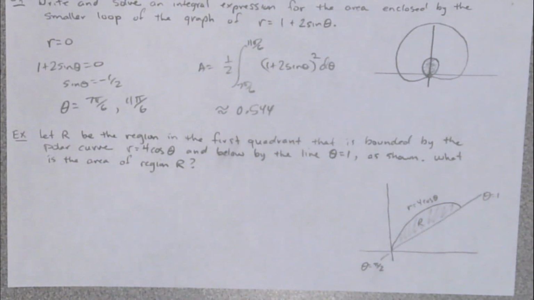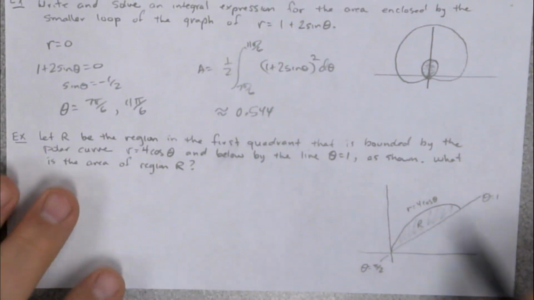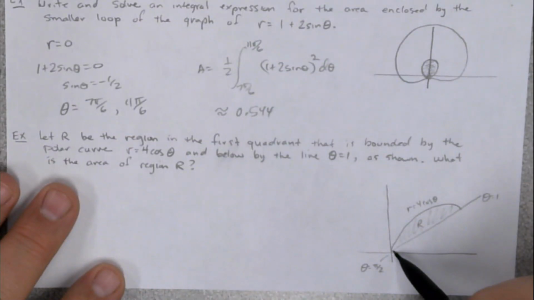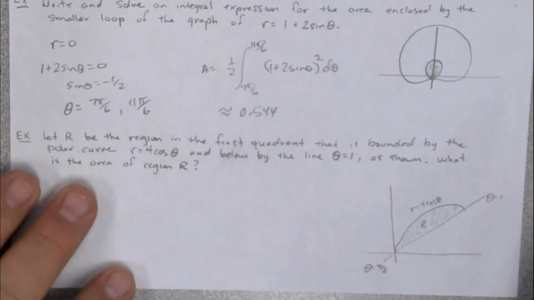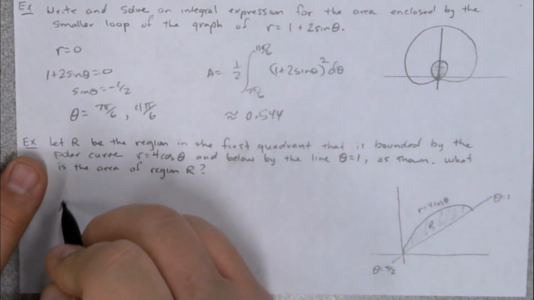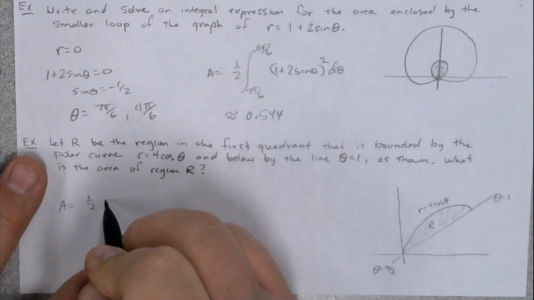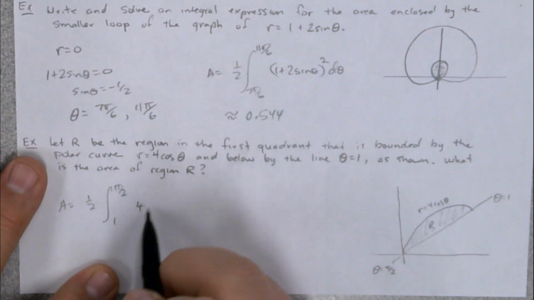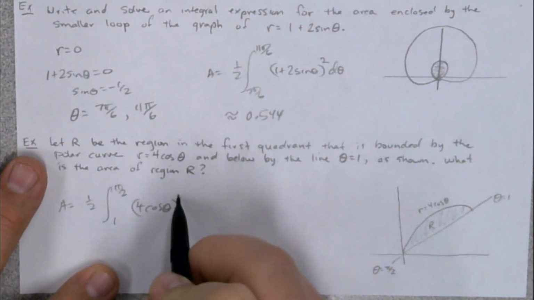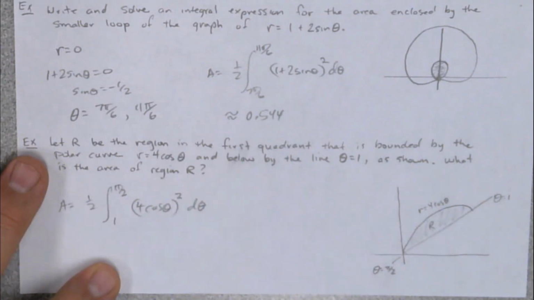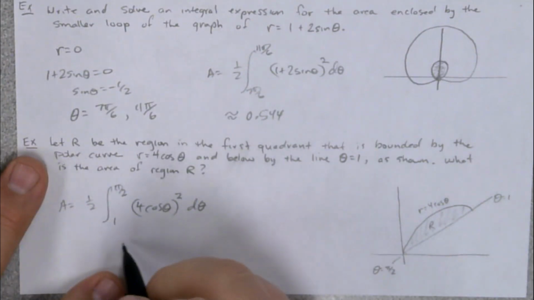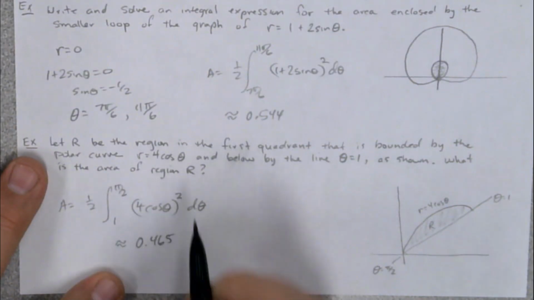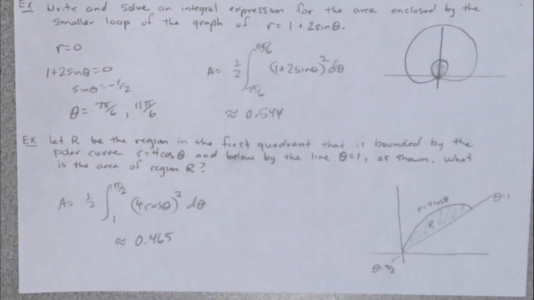Okay? So it starts at angle 1, ends at angle pi over 2. And so that's how we deal with this problem right here. And so what is my area going to be? 1/2 from 1 to pi over 2 r quantity squared d theta. And so then I can type it in the calculator, because this would be very difficult to do otherwise, and get an approximation for that.